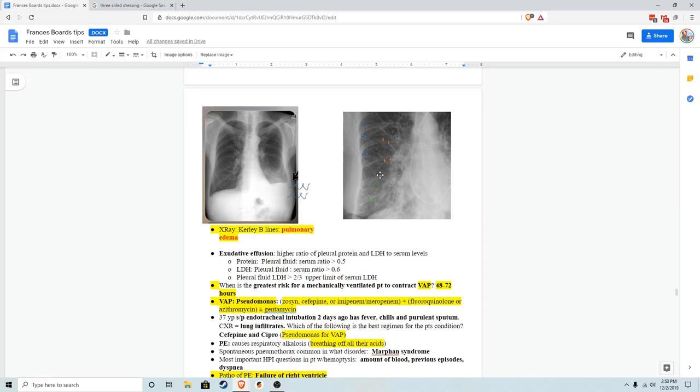Here they're pointing out the Kerley B lines. So you can see the pulmonary arteries here are very congested, and you can see just this haze of pulmonary edema all throughout.